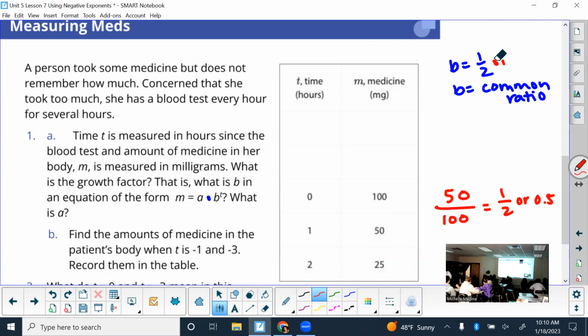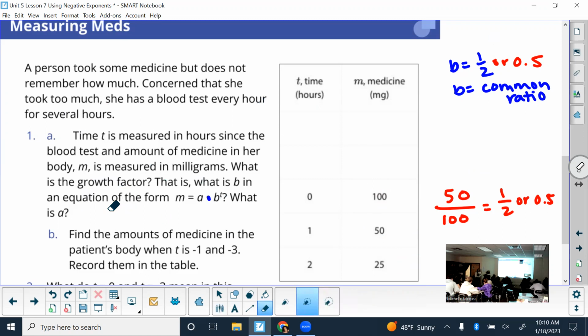Make sense? Question? That's how you can find the pattern if it's not that clear. See if it's adding or subtracting, and this one it's not. See what the common ratio is. So B is 1/2.